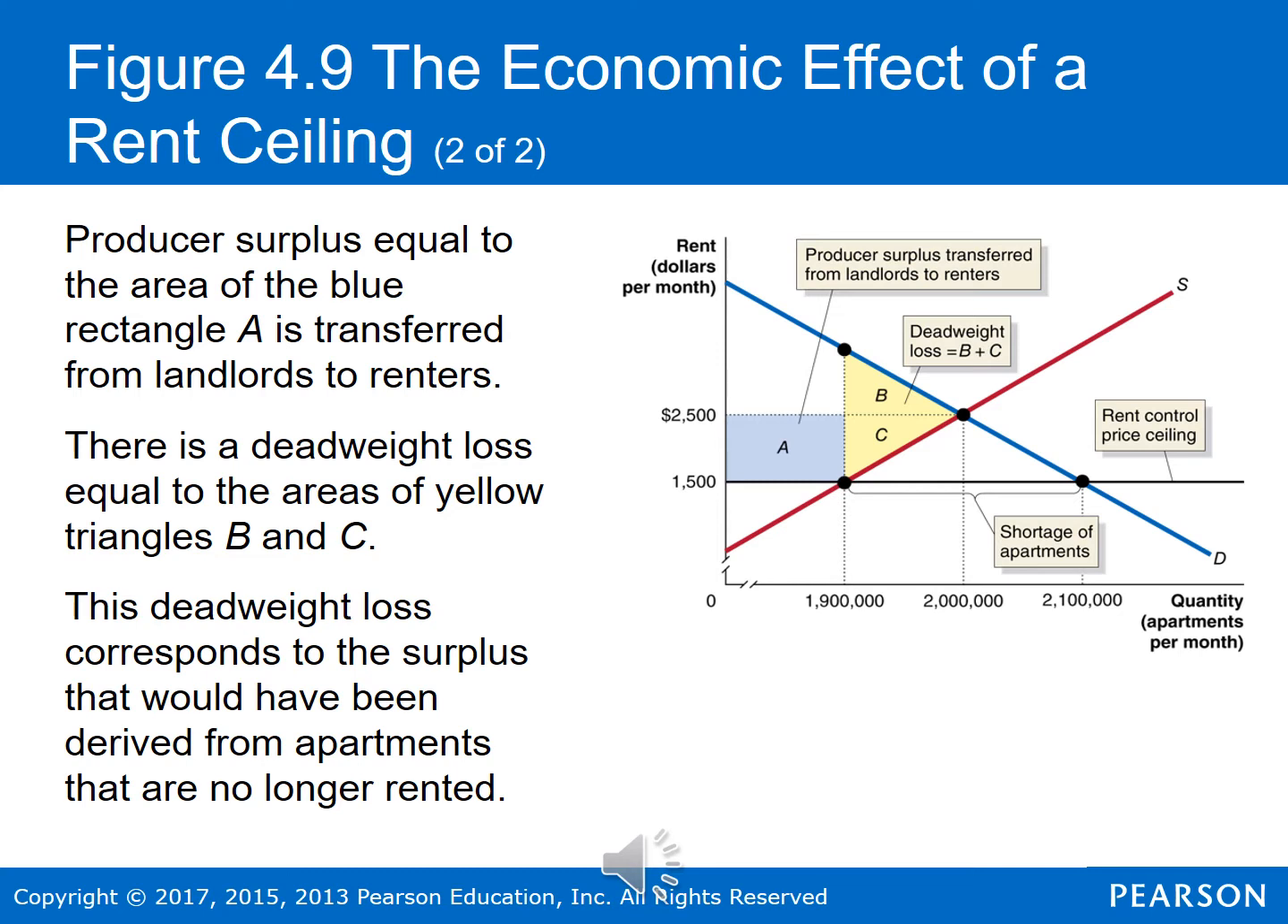And here we see the effect of rent control on producer surplus and consumer surplus. So this rectangle A, which previously was producer surplus, is now going to be captured by consumers. So those consumers that are able to rent an apartment are getting this now additional consumer surplus. But those that are unable to rent, that would have been able to rent at the competitive market equilibrium, but no longer able to rent, they're represented in this deadweight loss. So the combination of triangles B and C.